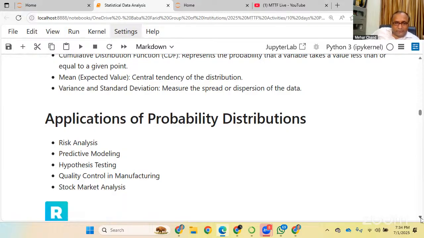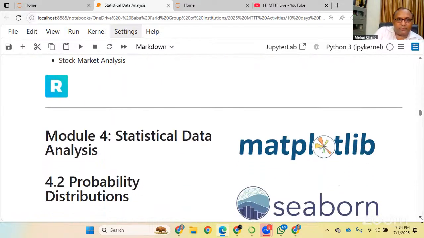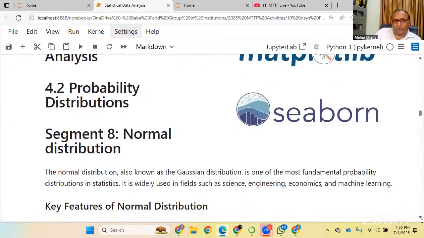And now we talk about them one by one. First is the normal distribution. We will expand on every distribution one by one. Here again, we have the definitions, key features, applications, and then the example. One by one, we will discuss them now in detail.